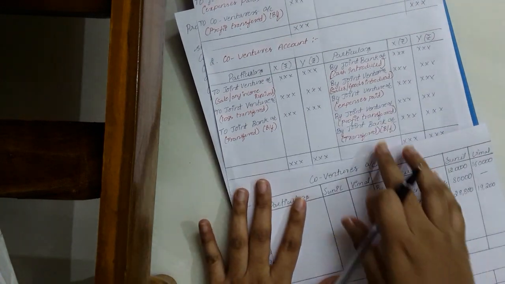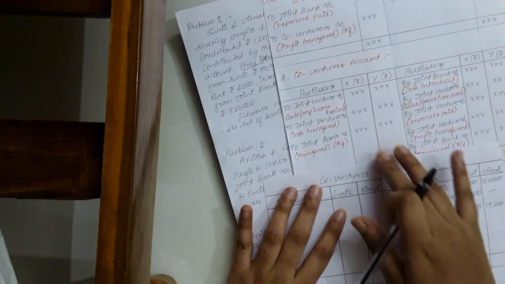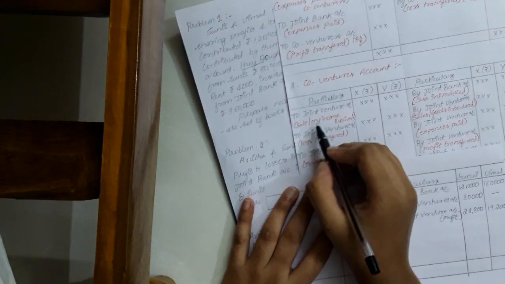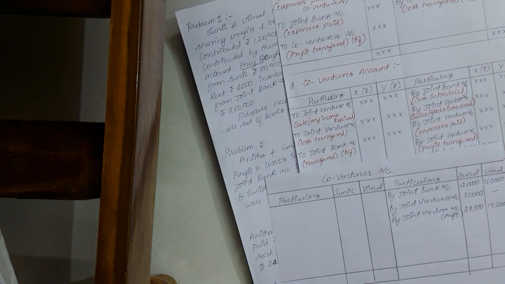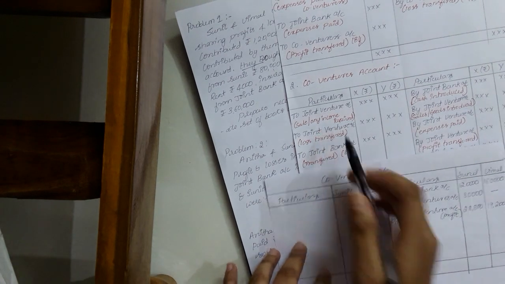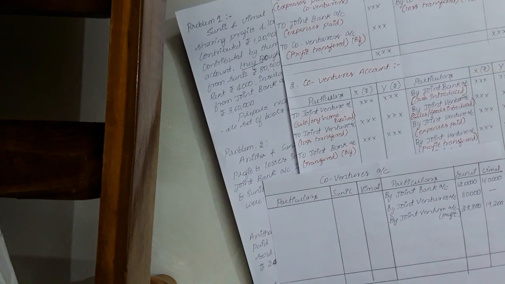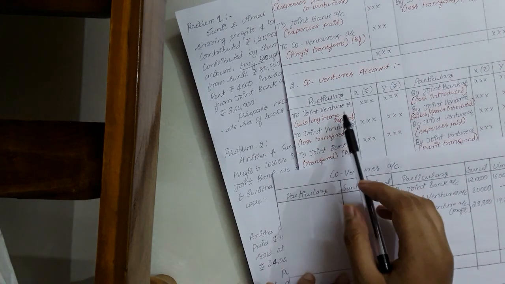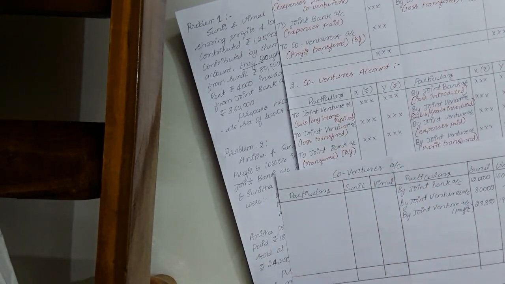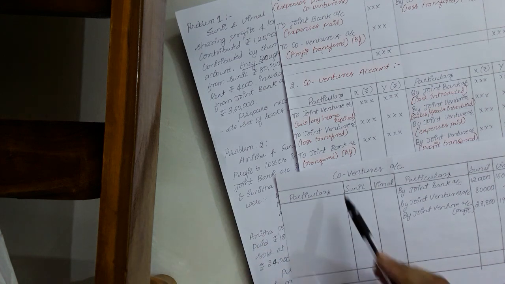So next what we have, this is the balancing figure, we will see later. Next is joint ventures account, sale or any income received. If the co-venturer has received any goods from this joint venture, or has decided to take some goods, we need to enter here. If a co-venturer has received any income from joint venture, other than profit, we will be recording it here. But in this question it is not mentioned that the co-venturer has taken goods from the joint venture, so I will not write anything.